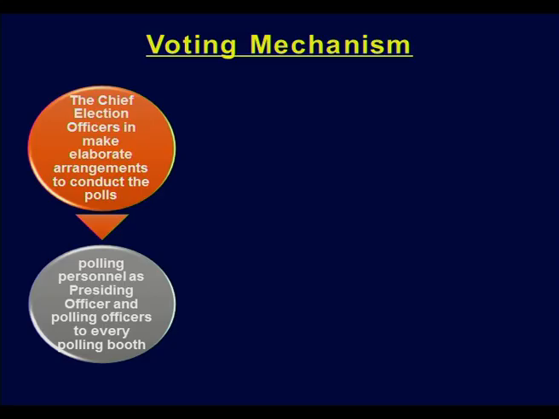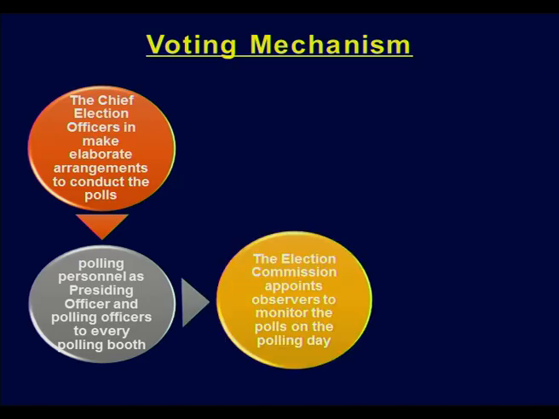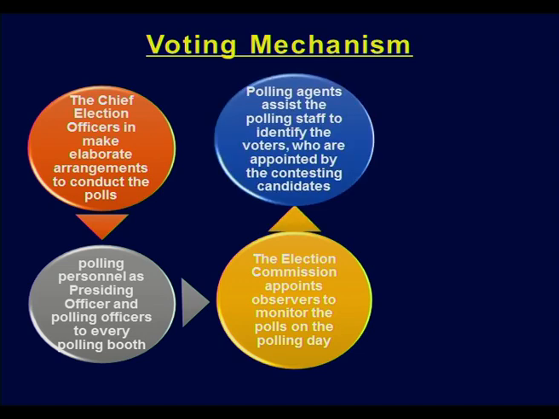The chief election officers make elaborate arrangements to conduct the polls, and the polling personnel, that is polling staff, such as the presiding officer and polling officers, are assigned to every polling booth. Then the election commission appoints observers to monitor the polls on the polling day. Then the polling agents, who are appointed by the contesting candidates, assist the polling staff to identify the voters.